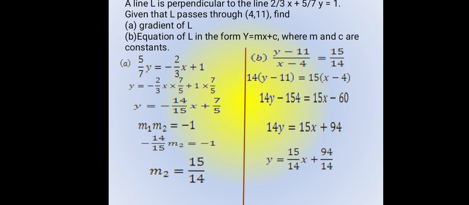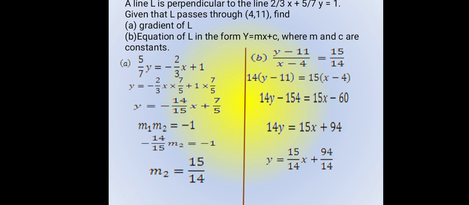Our line, we first of all write that line in the form y equals mx plus c. So the line 2/3 x plus 5/7 y equals 1, in that form, gives a line that is like this: y equals negative 14/15 x plus 7/5.